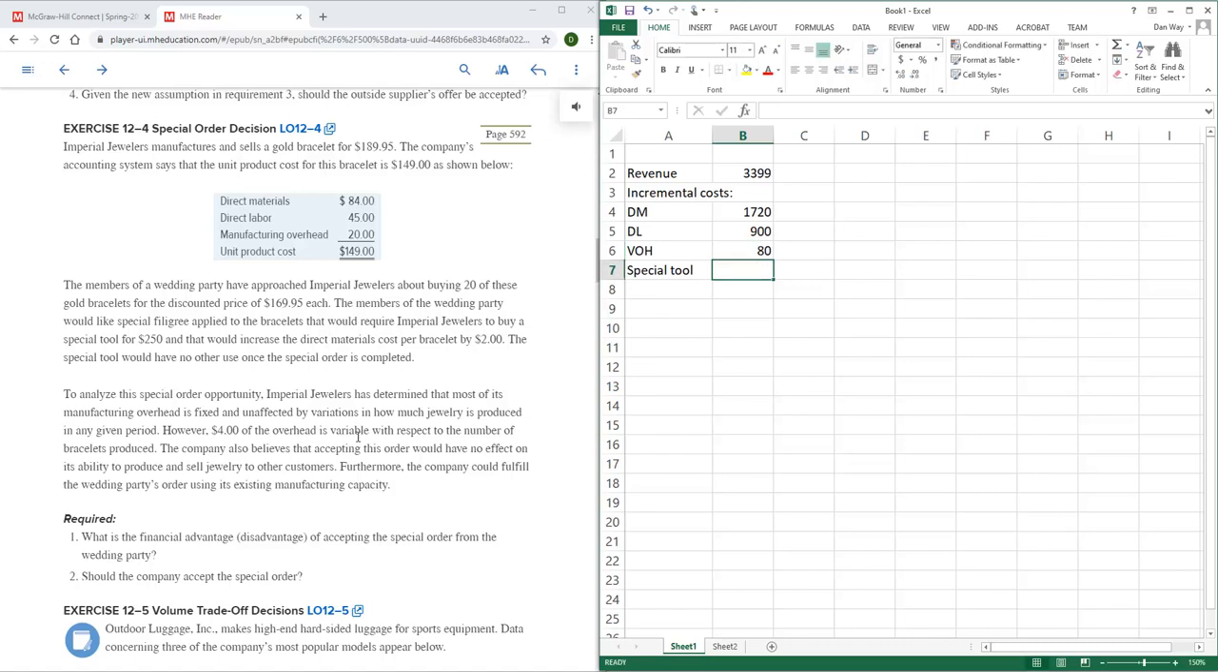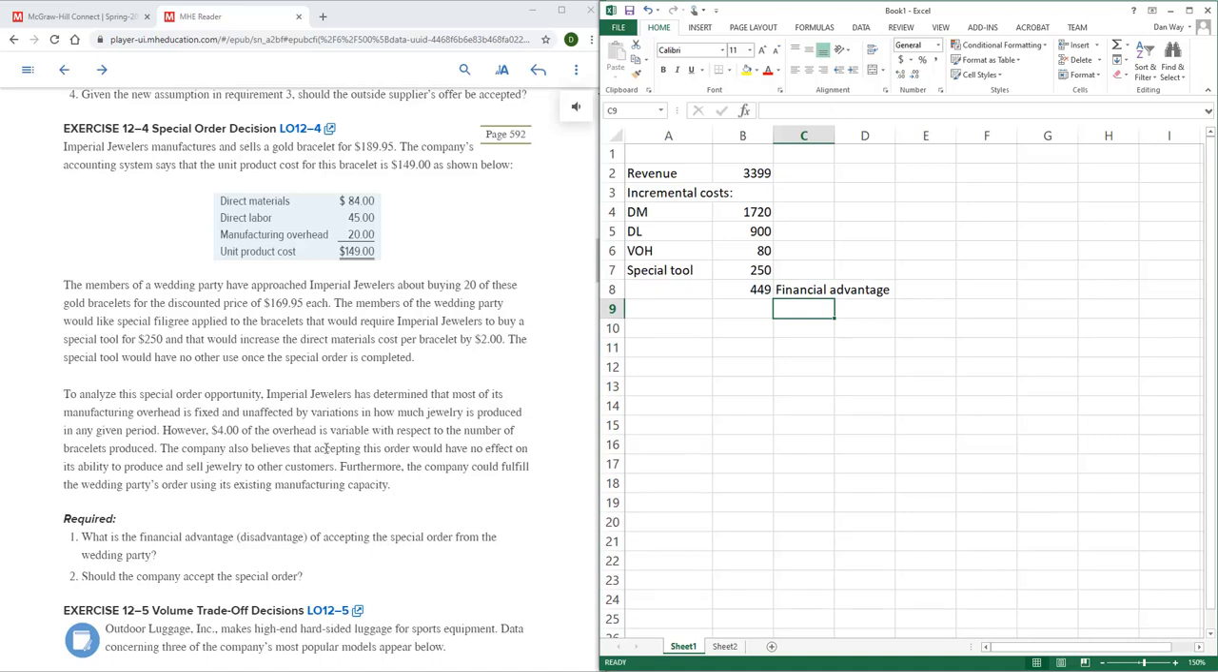And then again, that special tool, we'd have to buy that thing for $250, and we get no other use out of it. So we'd essentially just be throwing it away after this order was filled. So then our bottom line potential incremental profitability is the increase in revenue, the $33.99, minus all the incremental costs. So the materials, the labor, the overhead, and then that special equipment in its own category. So we can see though that that's $449 on the positive side. So we'd say that the financial advantage of accepting the special order is the $449.